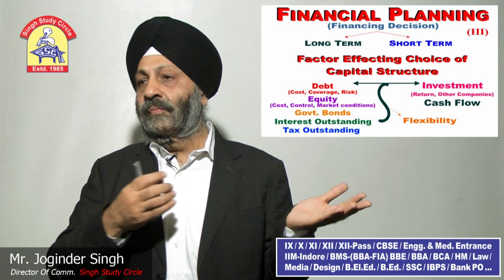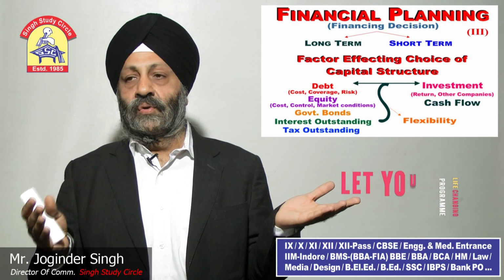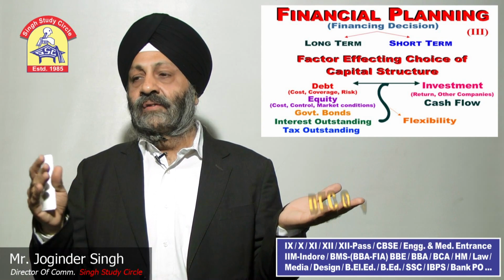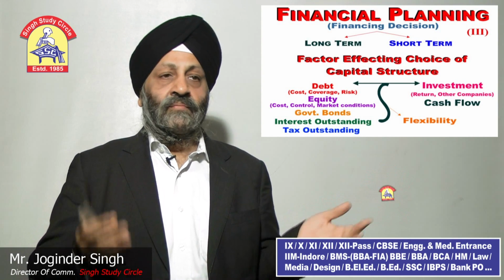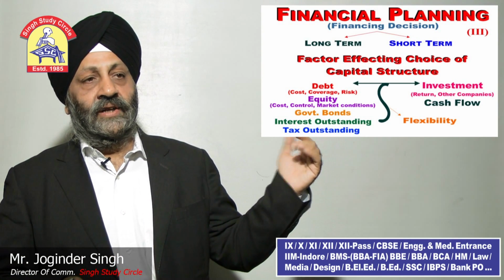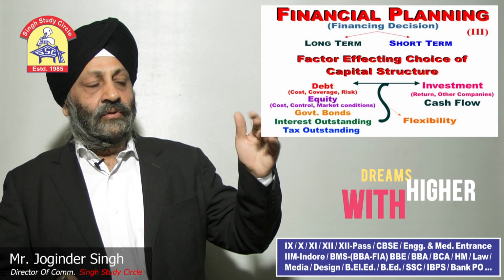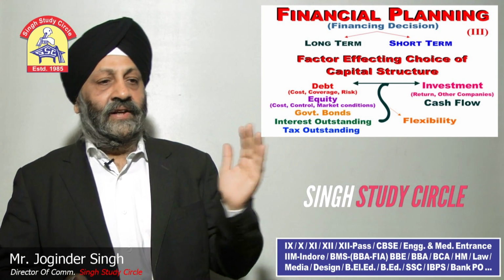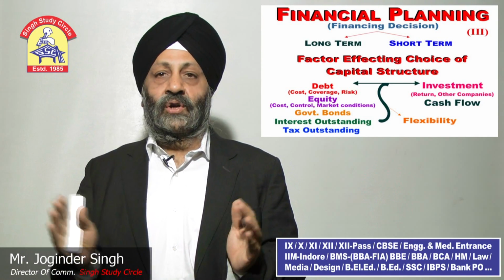Government bond is also one of the factors. If the government gives you a bond, then it is better for the company, because the government only issues bonds when it feels that this work will be beneficial to society. Then I have written interest outstanding. The point is rate of interest. Then I have written tax outstanding, but you have to remember to write rate of tax. Then there is a line, meaning flexible, meaning flexibility you require.